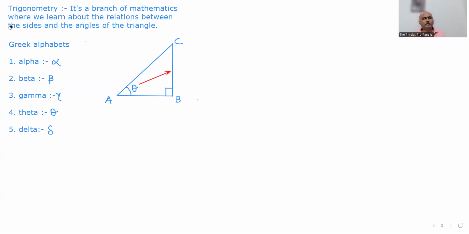The side opposite to theta is this side BC, which is the perpendicular of this triangle, and we denote it by P. Now the side which is at 90 degrees to the perpendicular, we call this side the base of the triangle, denoted by B. And this side, you are already aware of, is called the hypotenuse, denoted by capital H. Okay.